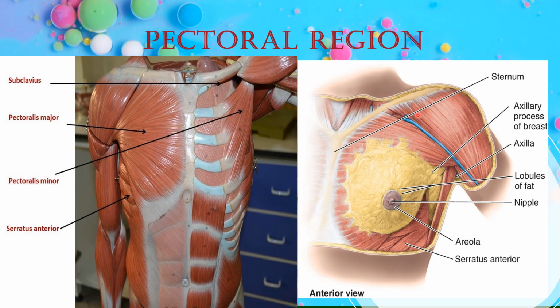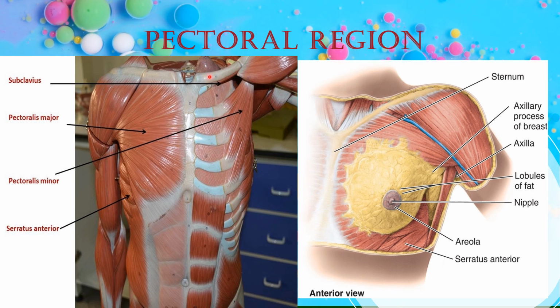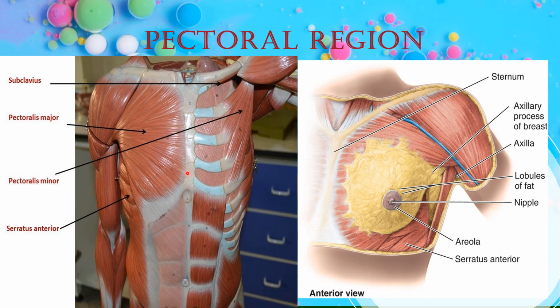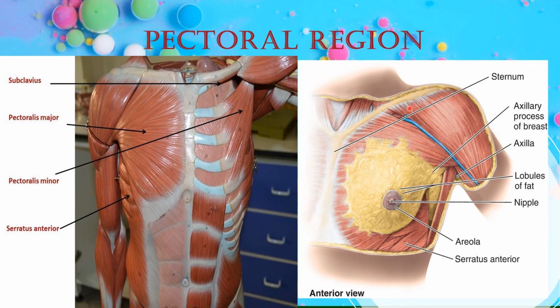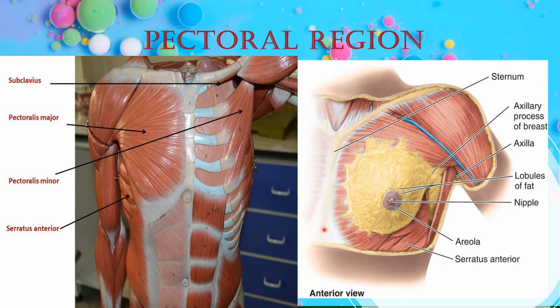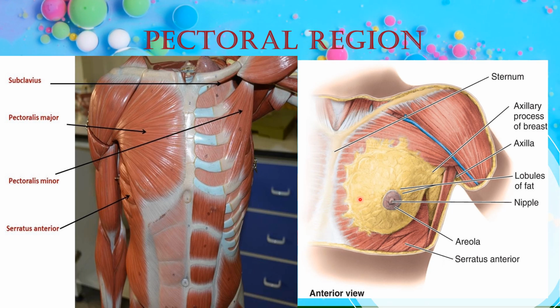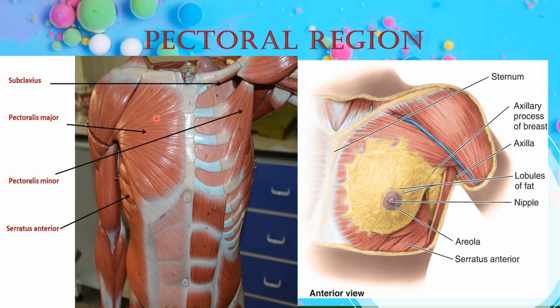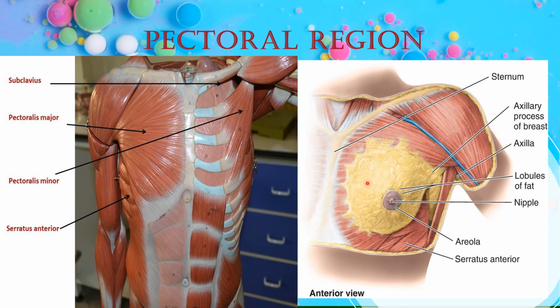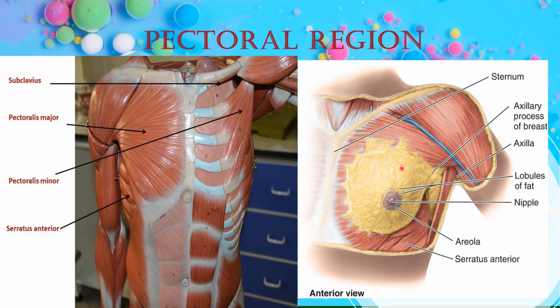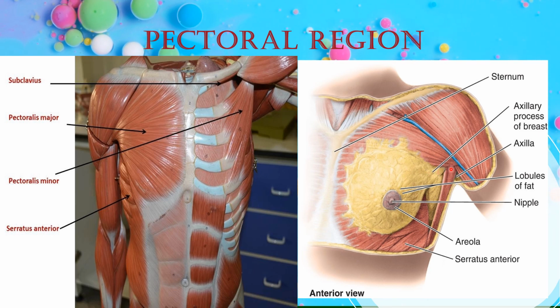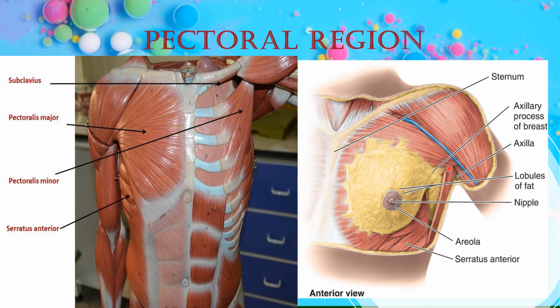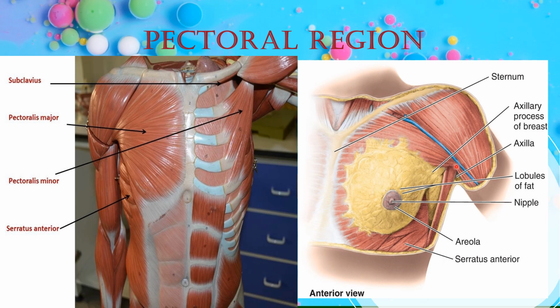The deep fascia of the pectoral region is known as the pectoral fascia. It is attached to the clavicle and also the sternum, and it covers the pectoralis major muscle. As you can see, this is pectoralis major. At the floor of the axilla, the pectoral fascia is thickened to form axillary fascia.